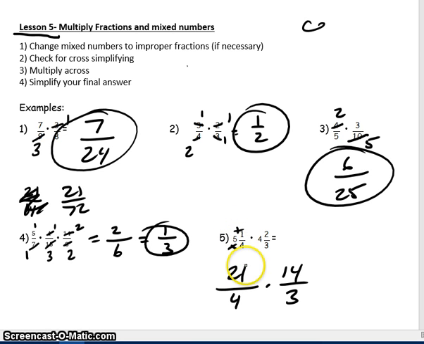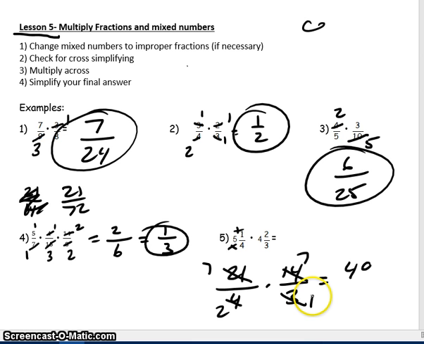And now we're going business as usual. So I change them, and now we're going to check for cross simplifying. Do you see any? You should see 2 sets of them. Who fits into 21 and into 3? Well, 3 does. 3 fits into 21 7 times. 3 fits into 3 one time. Who fits into 4 and into 14? Yeah, 2. 2 fits into 4 2 times. 2 fits into 14 7 times.